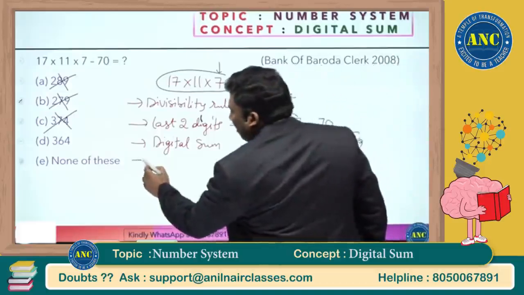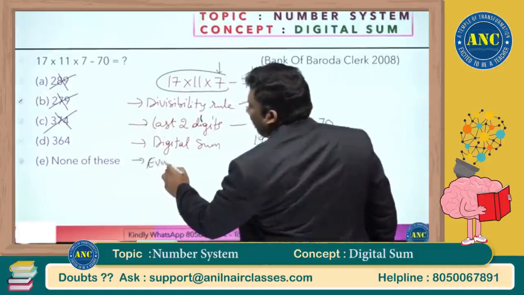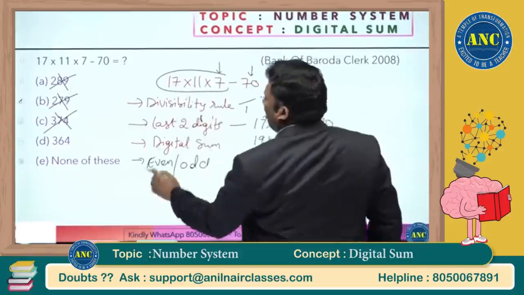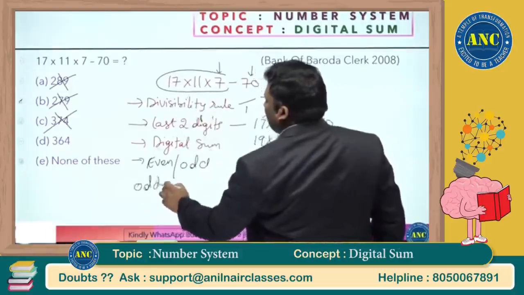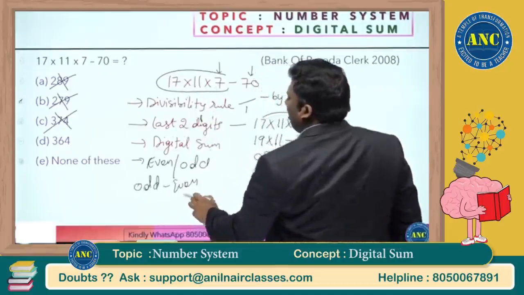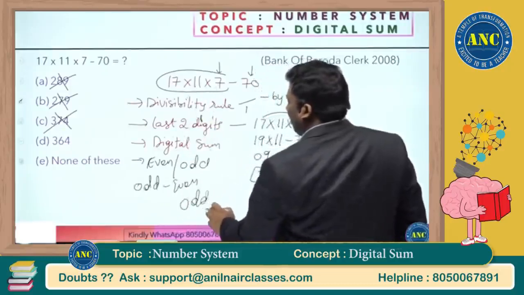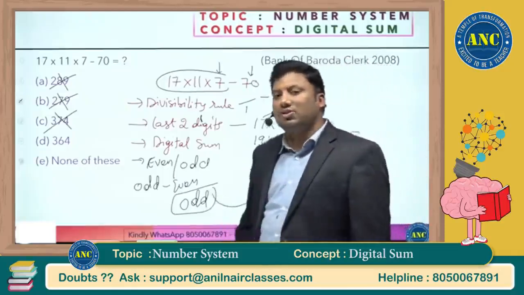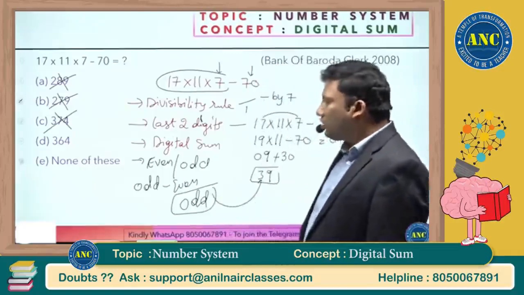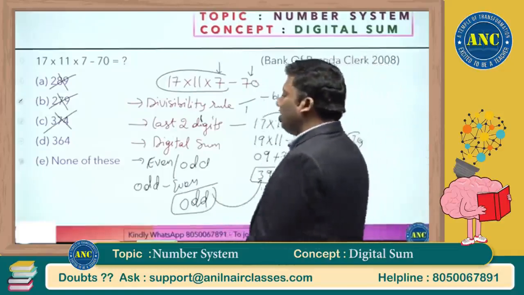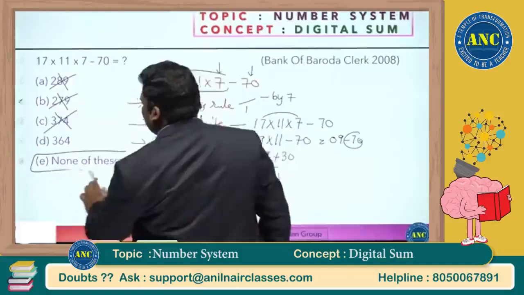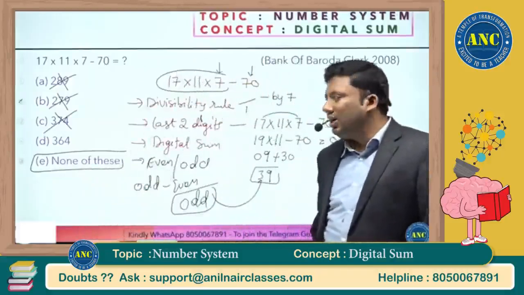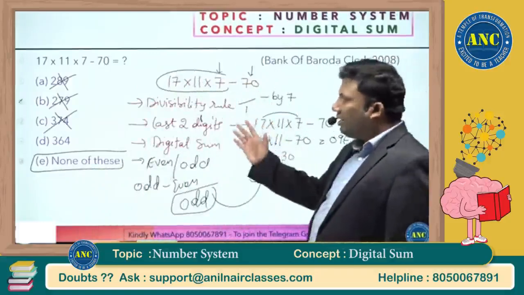Or in case you want to see the even and odd concept, it is an odd number. 70 is an even number. Odd minus even should be an odd number. Answer should be an odd number and it should end with 39. So the answer for this question is none of these. I hope the idea is clear.